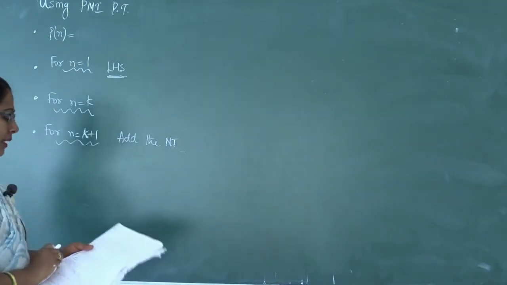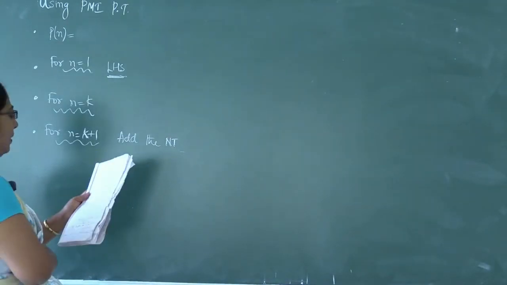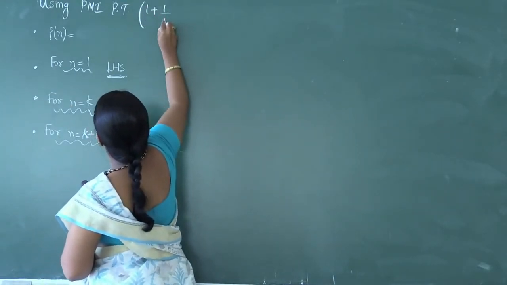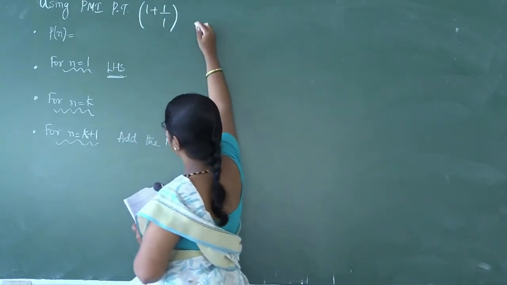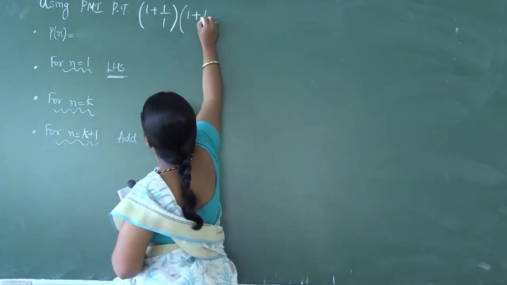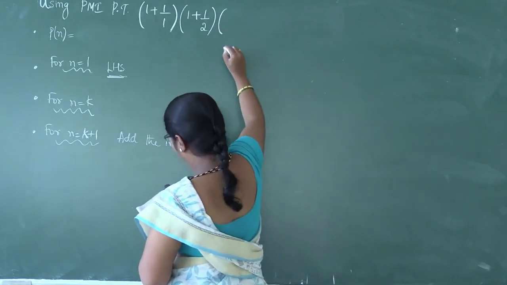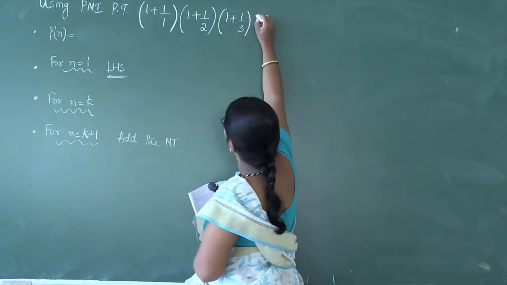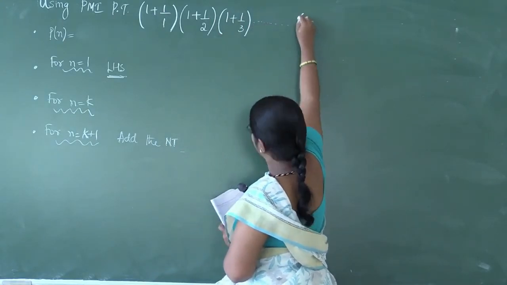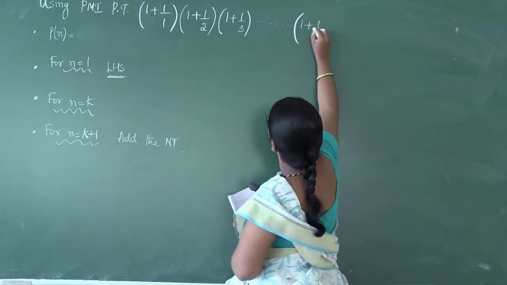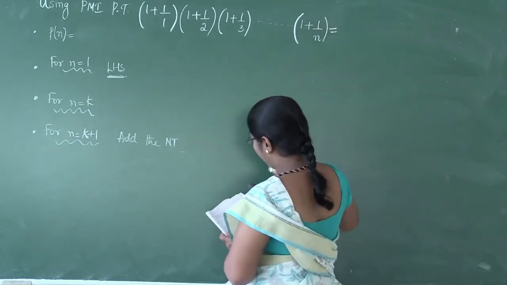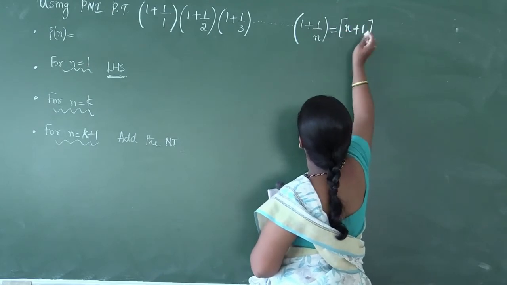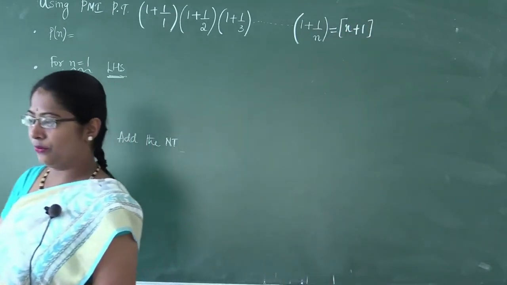Moving on to the next problem. Using PMI, prove that 1 plus 1 by 1 into 1 plus 1 by 2 into 1 plus 1 by 3 into etc. etc. 1 plus 1 by n is equal to n plus 1.